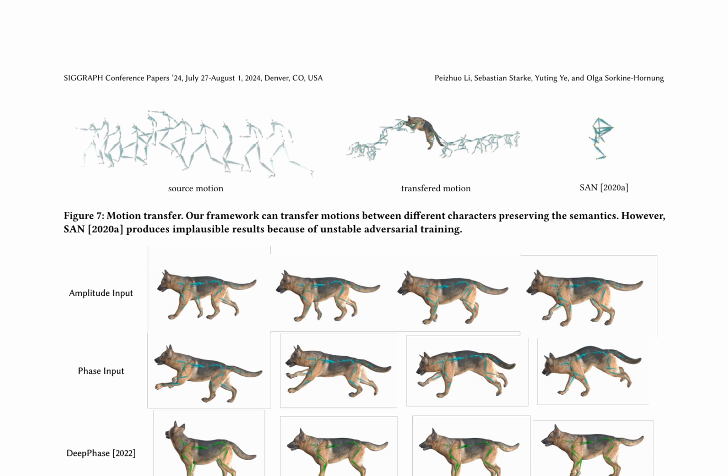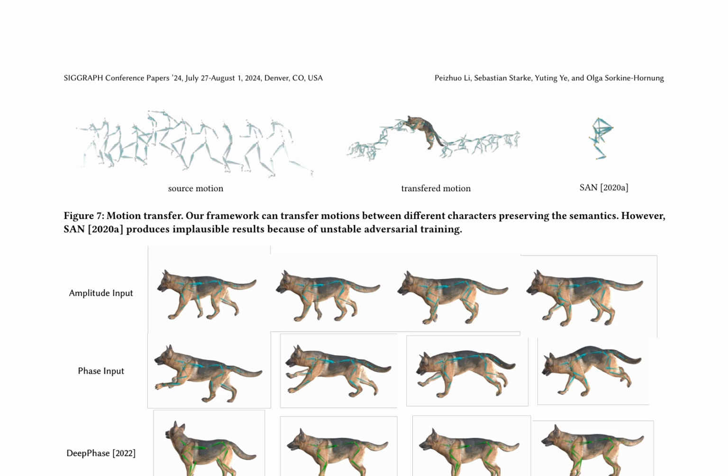As shown in Figure 7, this approach successfully transfers motion between different characters while maintaining semantic coherence, outperforming the state-of-the-art method, SAN 2020A, which produces unstable results due to adversarial training. The proposed framework facilitates phase and amplitude disentanglement, as illustrated in Figure 8, allowing for the generation of motion that combines the semantics from the amplitude input and the timing from the phase input. In contrast, Deep Phase 2022 fails to achieve this disentanglement, resulting in implausible motions due to an entangled phase manifold.